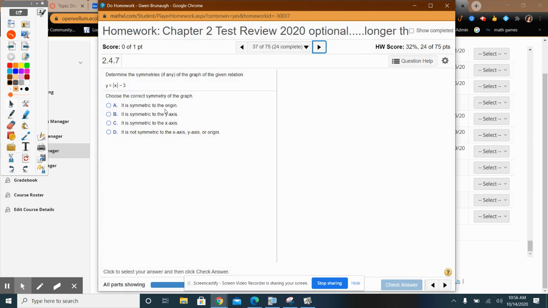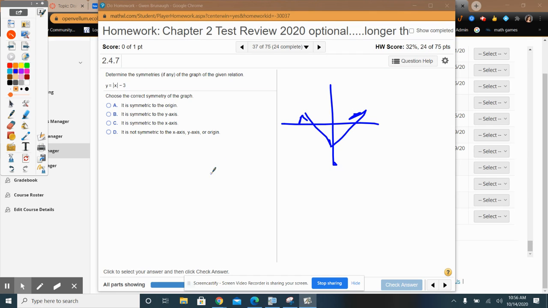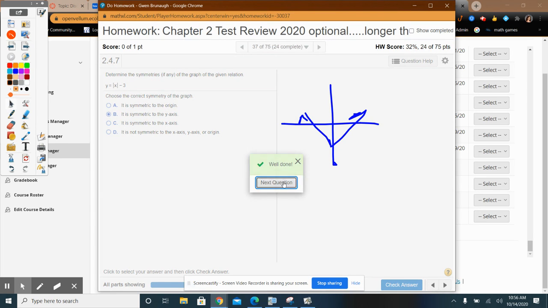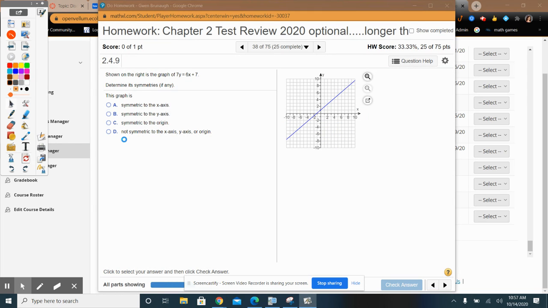Okay, let's skip that one. This one you would actually have to type in your graphing calculator to look at if you don't know. But the graph is the absolute value shifted down 3. So is that 180 symmetry if you flip it upside down? No. Does it have y-axis symmetry? The answer is yes. Does not have x-axis symmetry. Okay, we'll skip this one. They give you a graph.